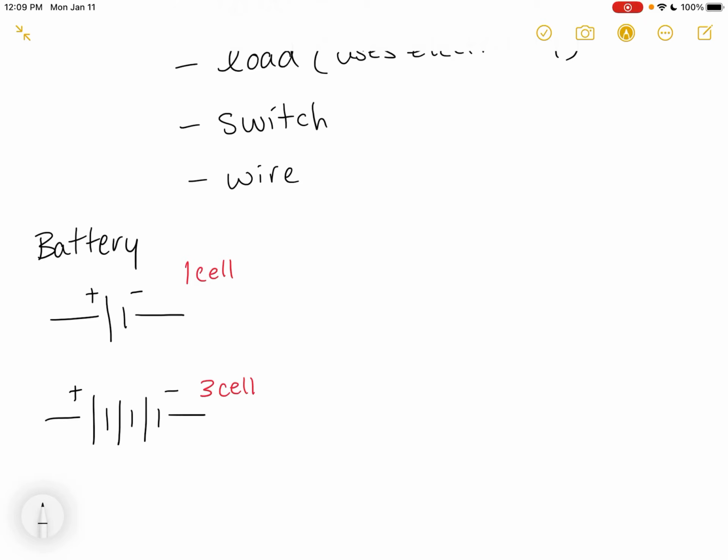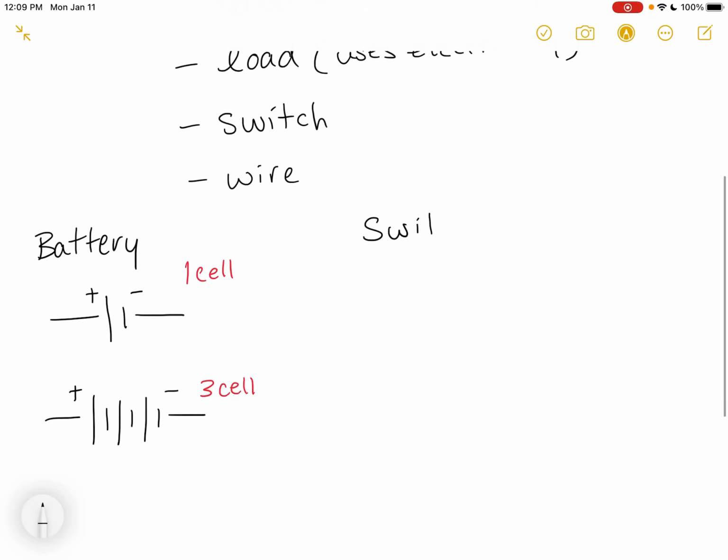And how many cells we have is going to depend on the strength of the battery. So the larger the battery, the more cells it includes. Okay, so we're using this to represent our power source or our battery. Okay, and this is essentially where the electricity comes from.